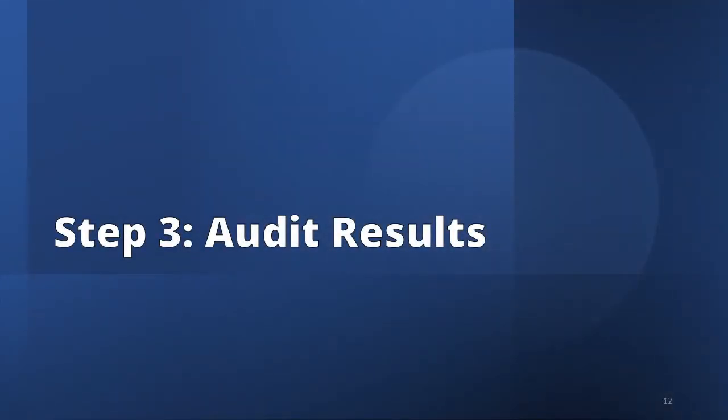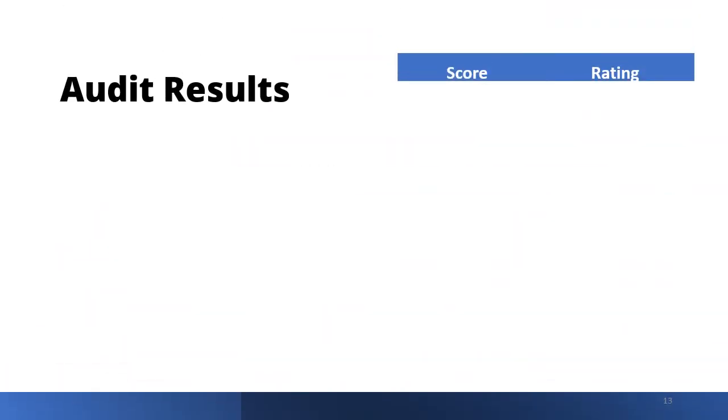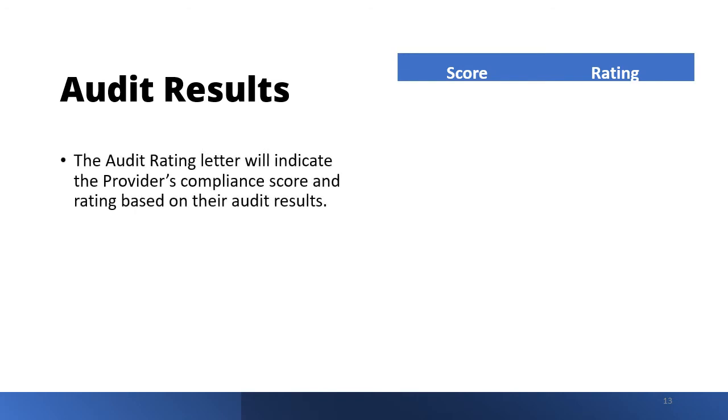Step 3. Audit Results. The DDD Fiscal Section will determine a compliance score as a percentage and a compliance rating based on audit results from documentation submitted by the provider on the audit date.